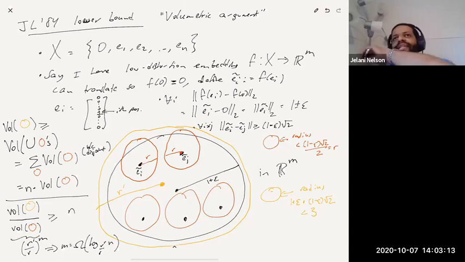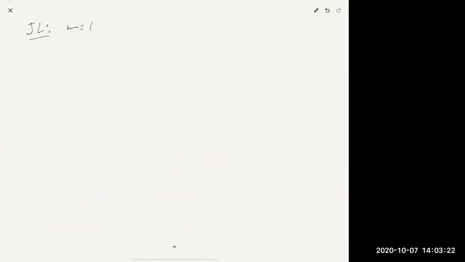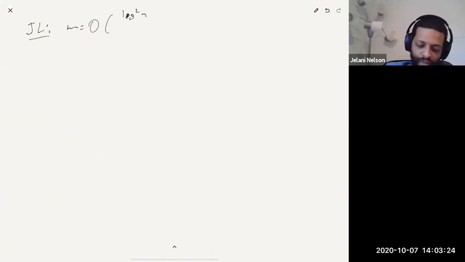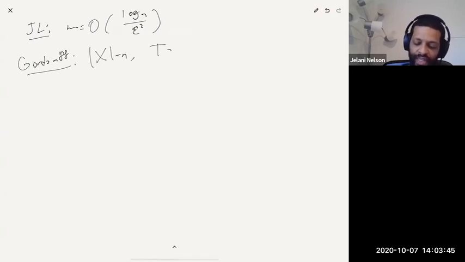Yeah. So what you can do is, I'll say the following. JL says you can get m to be O of log n over epsilon squared. There's a theorem of Gordon from '88 that says the following. Let's say that your X has size n, and let's define T to be the set of all normalized difference vectors, x minus y divided by the norm of x minus y, for all x not equal to y in X.